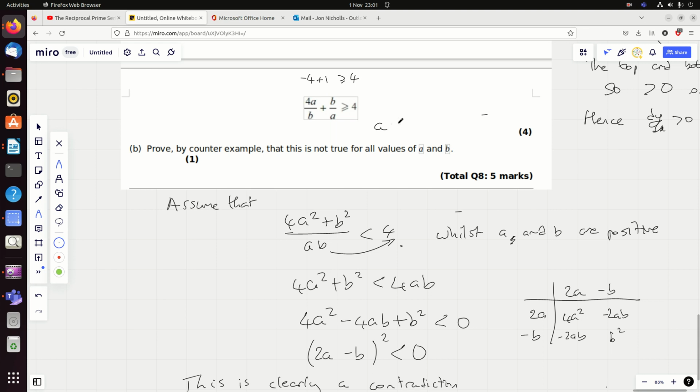Now let's try. a is minus 1, b is 1. Now we're going to get over here minus 4 over 1, so I do get a genuine minus 4 this time, not a minus 4 in my head. And I'm also going to be taking away 1 over here, because minus 1 divided by 1 is minus 1. And is that greater than or equal to 4? No. So no. For example, a is minus 1, b is 1. Then the left-hand side is minus 5, which is not greater than or equal to 4.